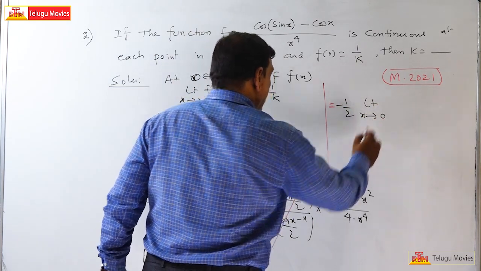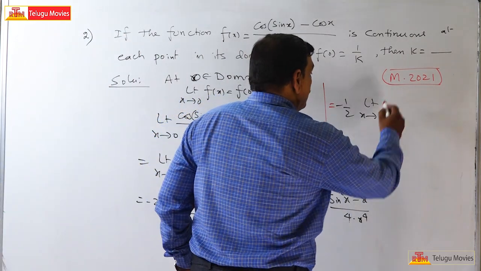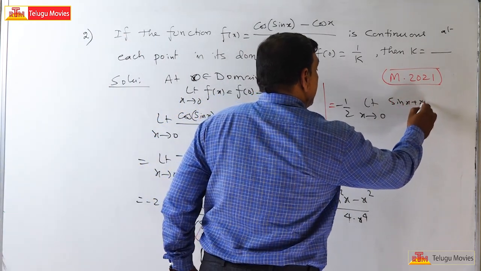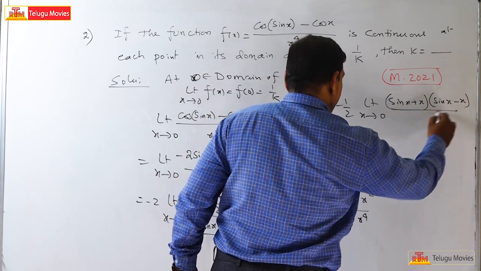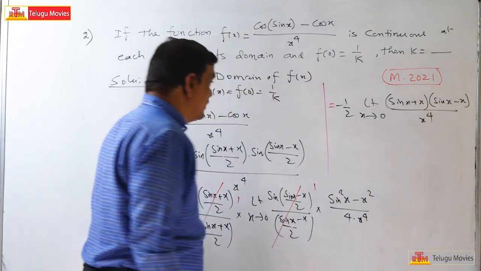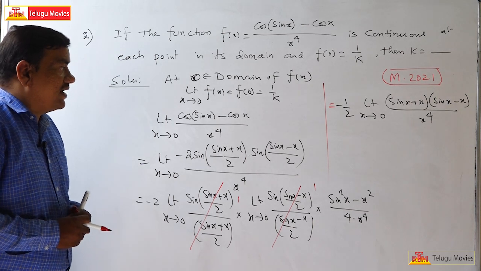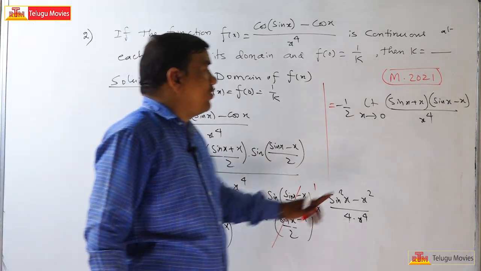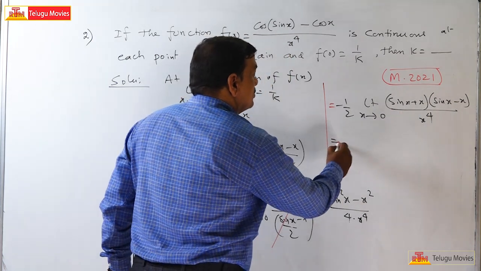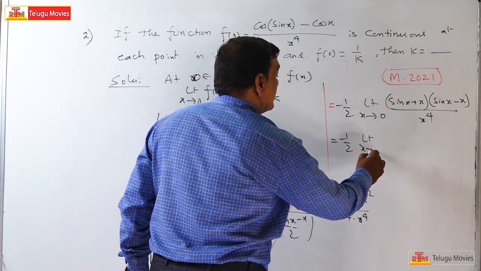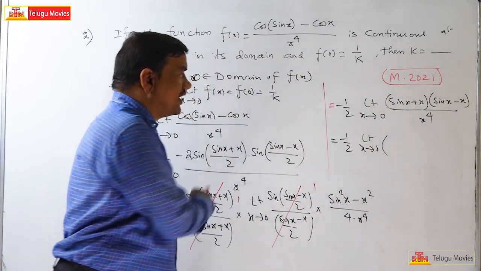Limit x tends to 0. Okay, let us write this separately. So this is equal to (sin x plus x) into (sin x minus x) by x to the power of 4 we got. x to the power of 4. Let us do this problem like this. So x to the power of 4, no, let us take 1 x right in these terms. So this is minus 1 by 2, limit x tends to 0, x cube, 1 x cube right here, x right to here.